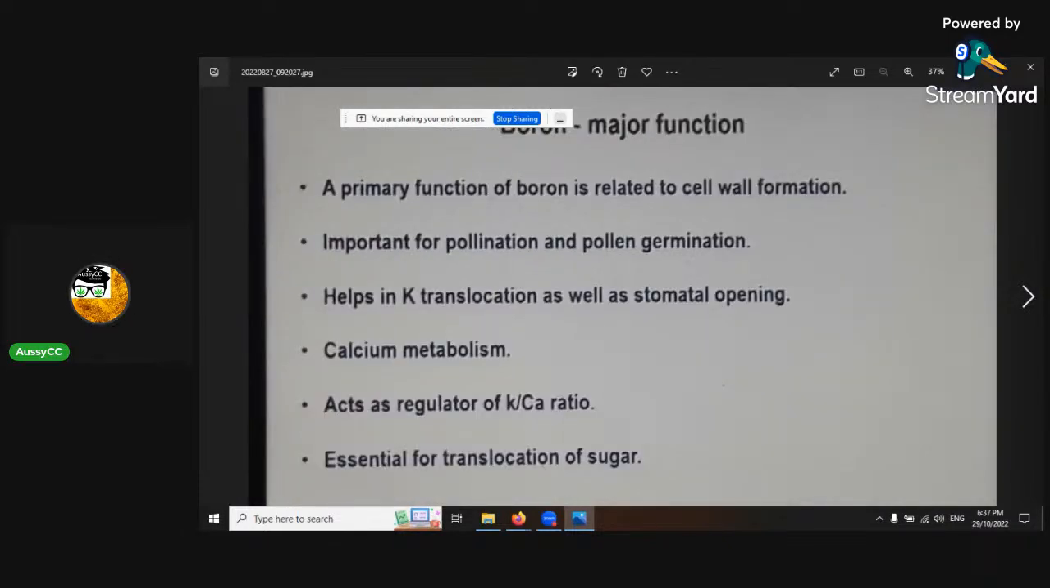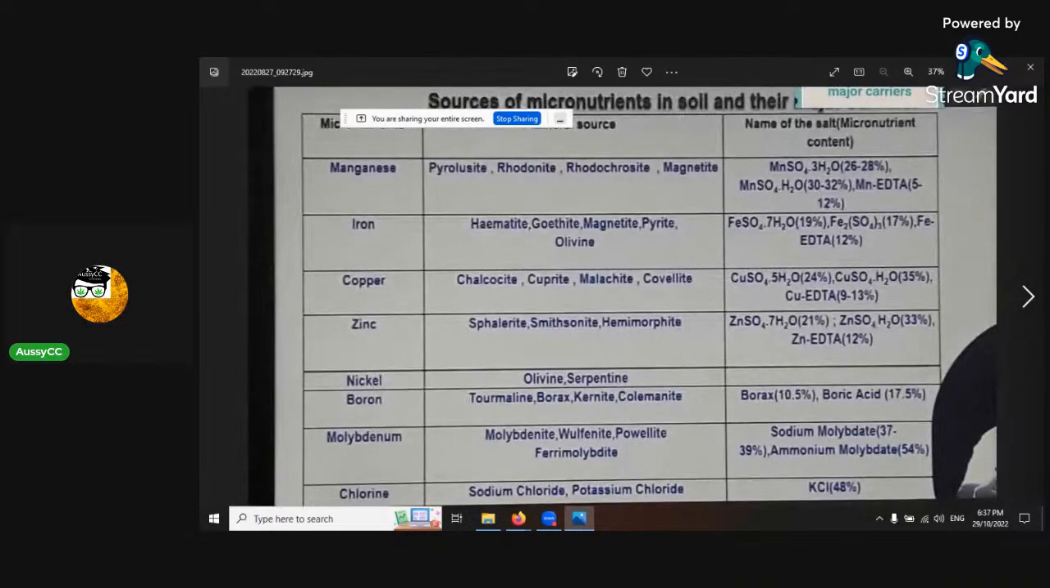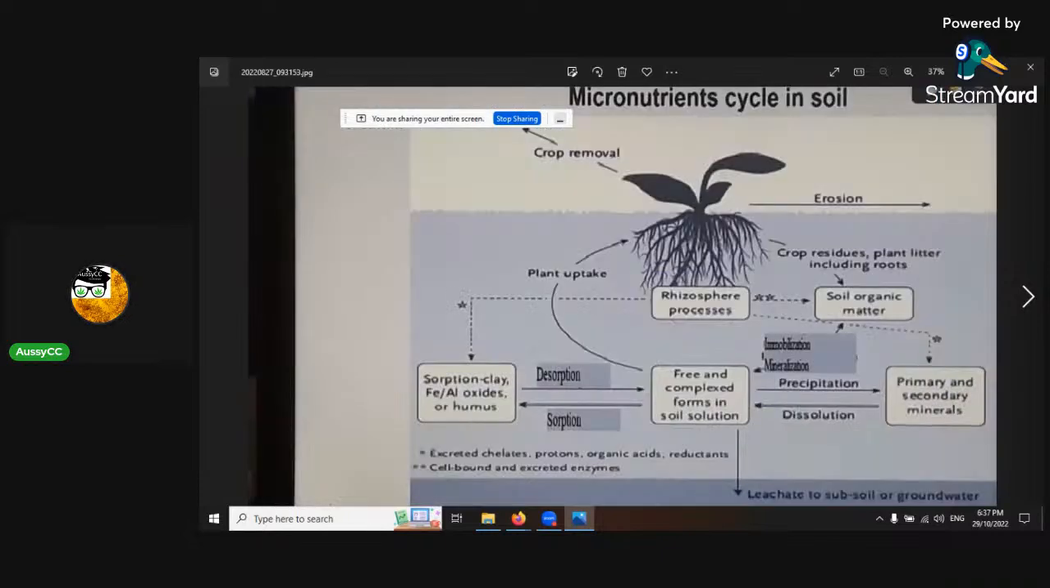Functions. How am I going? I've got 44 minutes left. Boron. Yeah, these are all its major functions. Sources of macro. Yeah, good.